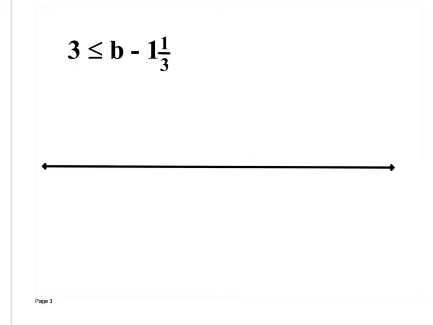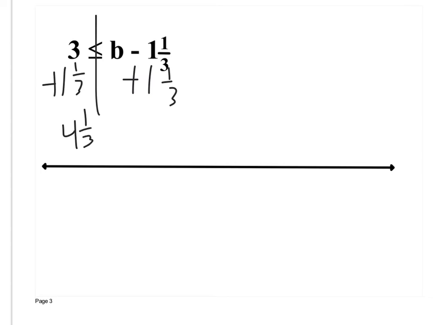Here I have 3 is less than or equal to b minus 1 1/3. So my goal is always to get the variable by itself. So I look at what's being done to b. I'm subtracting 1 1/3, so I'm going to add 1 1/3, which would give me 4 1/3, which is less than or equal to b.